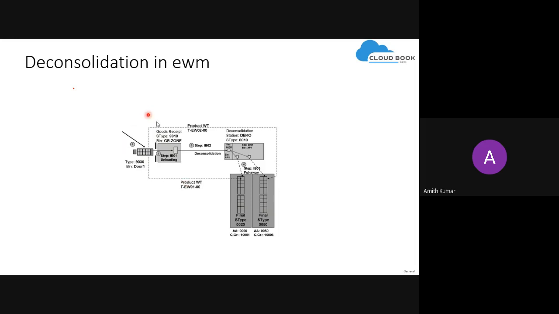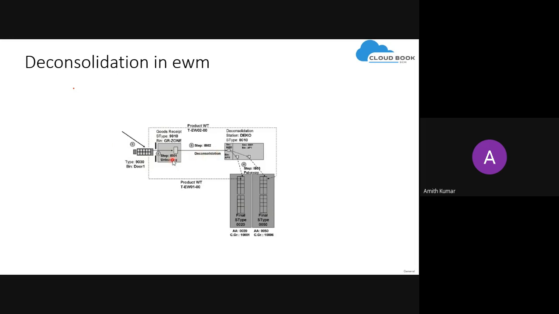Okay, so for such a scenario, we can implement this functionality called deconsolidation. So what the system will do, the moment we do unloading, the system will identify that in this particular consignment or in this particular pallet, we are receiving a mix of products. That configuration we can do. How will the system understand that there is a mix of product? Once the system understands that, it will automatically propose to do the deconsolidation.